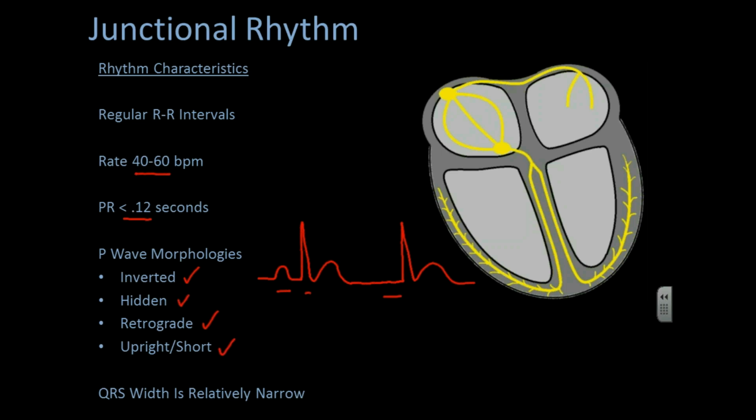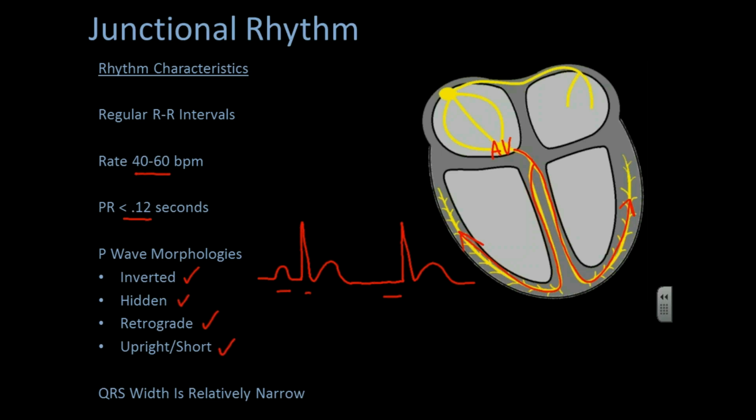So there's no P wave there. Now if you look at the QRSs, they look virtually identical. And the reason for that is that here's the AV node. When the AV node depolarizes the ventricles, it also travels down through the bundle of His, the bundle branches, depolarizing the ventricles in the exact same way that happens in sinus rhythm.